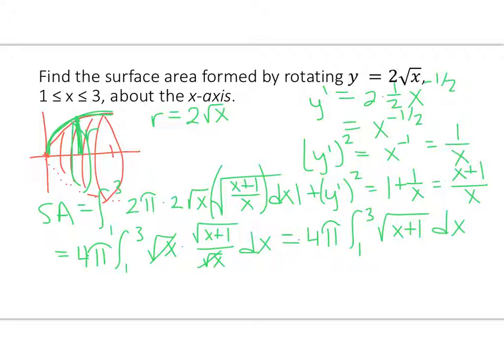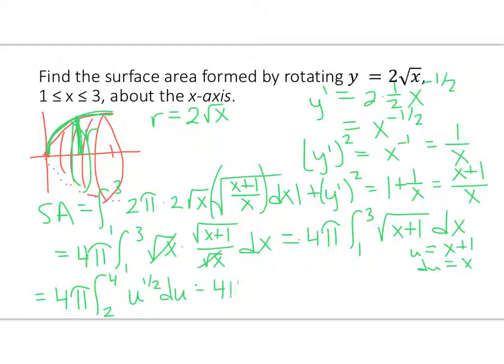Now I tend to use a u substitution here, so I say u equals x plus 1, so du is just dx. So I'm really going to integrate this and just change my bounds. So I have 4 pi, the integral, 1 plus 1 is 2, 3 plus 1 is 4, so from 2 to 4 of u to the 1/2 du.